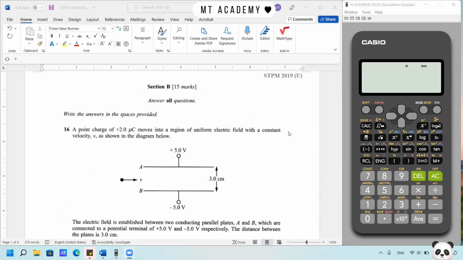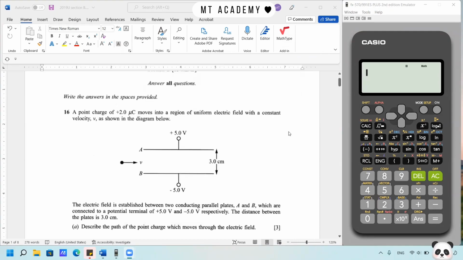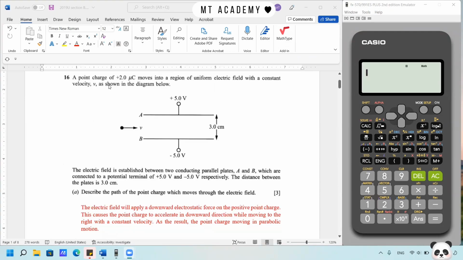Hello and welcome back. We'll continue with the ulangan paper of STPM 2019, section B. Question 16: we have a point charge of positive 2 microcoulomb moving into a region of uniform electric field with a constant velocity. The electric field is established between two plates A and B, which are connected to positive 5 and negative 5 potential terminals. The distance between the plates is 3 centimeter.